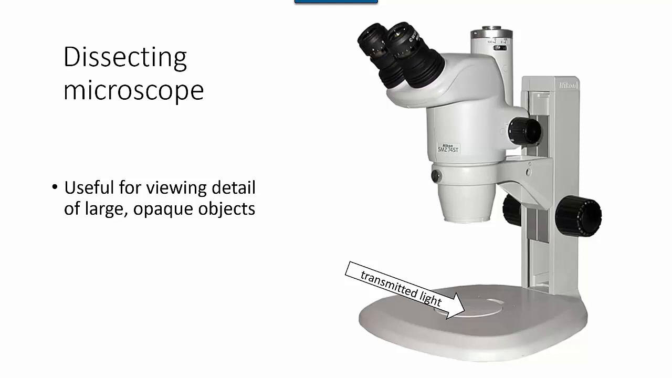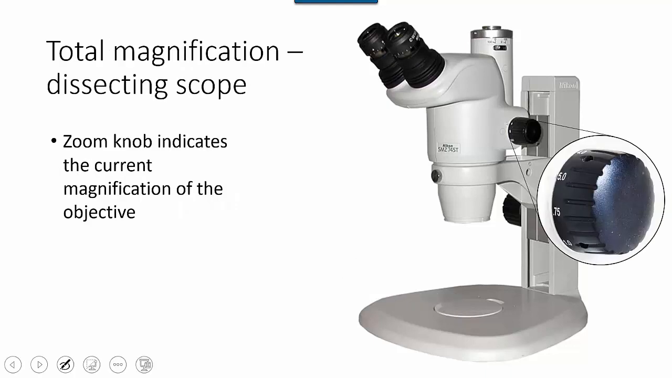I mentioned before that the dissecting scope is not capable of magnifications as high as a compound microscope. You should also be aware that calculating the total magnification is a little different too, because of the zoom objective. Here you can see that the zoom knob is marked with possible magnifications of the zoom objective. If you look closely at the labels, you'll notice that the magnification ranges from as low as 0.75 to as high as 5.0. It's difficult to see in this image, but there's a raised mark next to the zoom knob that indicates the current magnification of the zoom lens. In this case, the zoom is set to 5x magnification.